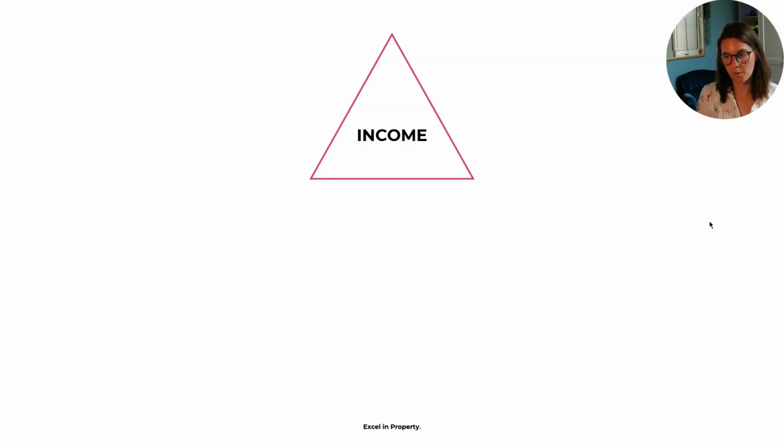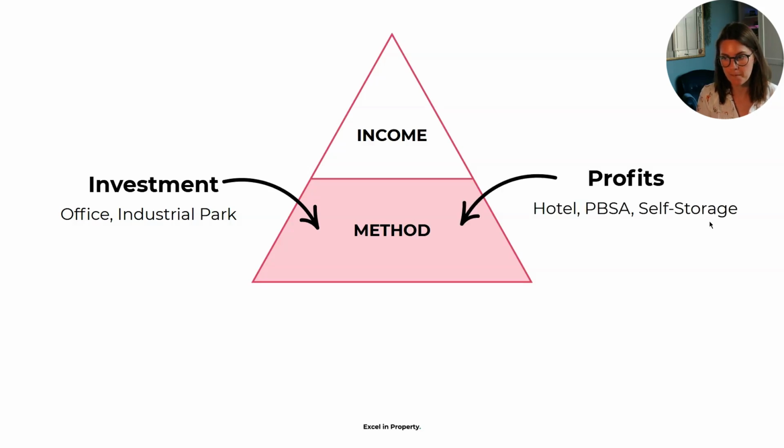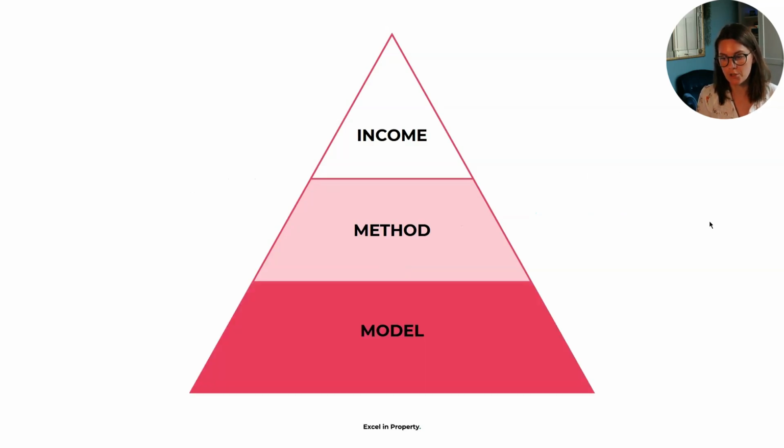So under the income approach, we then need to select our method. And there are three options here. The first is the investment method. So this is used for income producing properties such as offices or industrial parks. We have a profits method, which is used for properties that generate revenue and therefore profit, such as hotels, student housing, or self-storage. And then finally, we have the residual method, which is used for developments such as build to rent or offices. Once we've selected our method, we then choose our model.